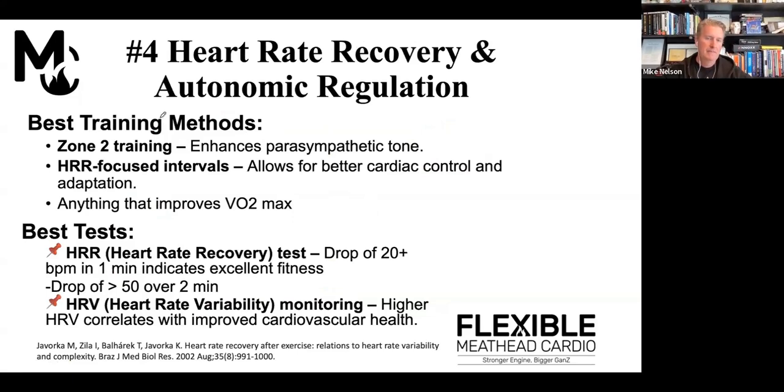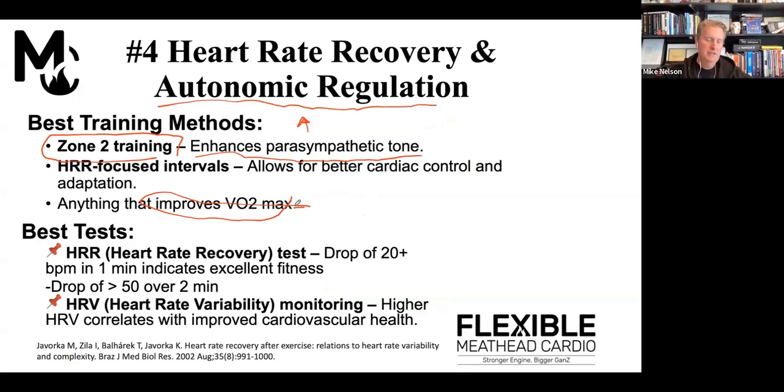So what do we do with this? Let's say we want to get better autonomic regulation. Cool. So we're going to do some zone 2 training. That can definitely help with that. That can enhance parasympathetic tone. Just more movement in general can enhance parasympathetic tone. Pretty much anything that improves VO2 max, as long as you don't overdo it, will actually increase parasympathetic tone.